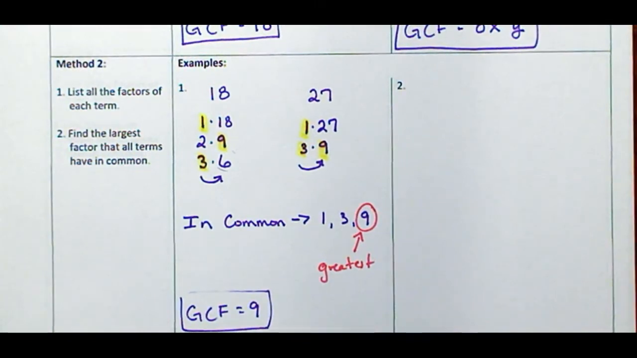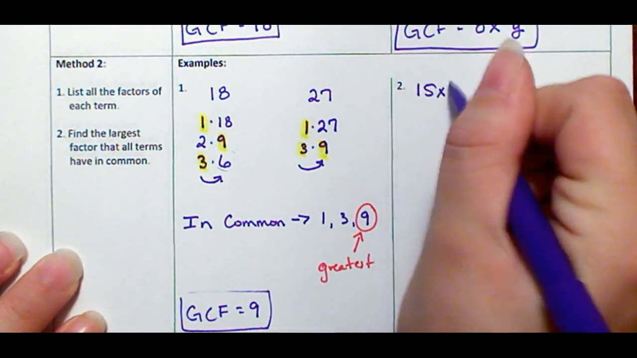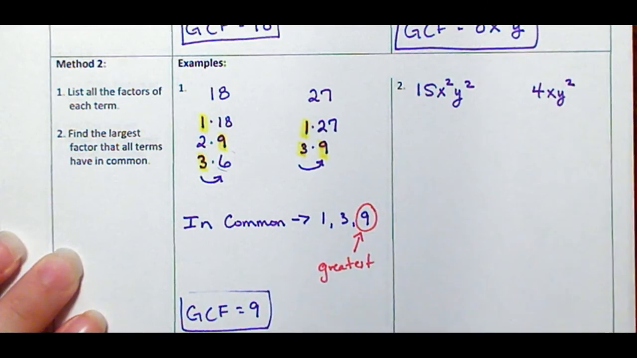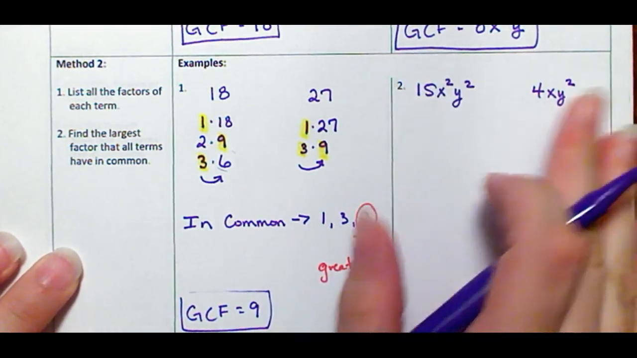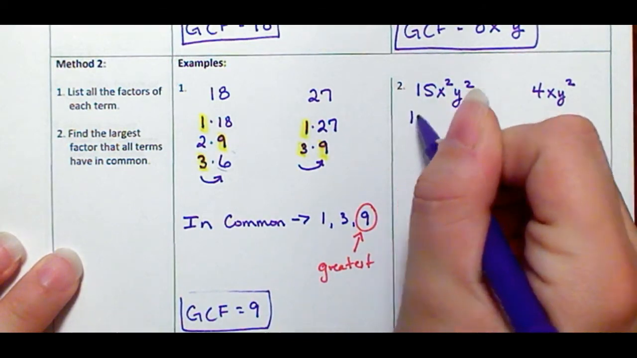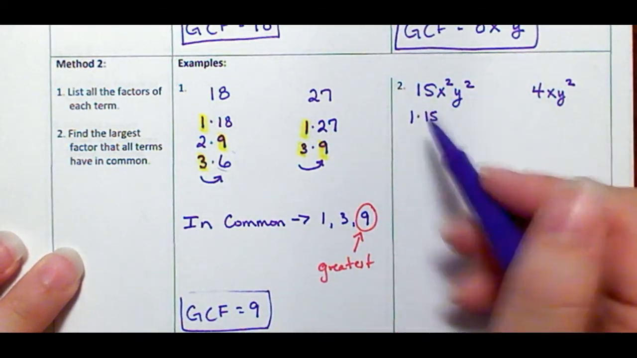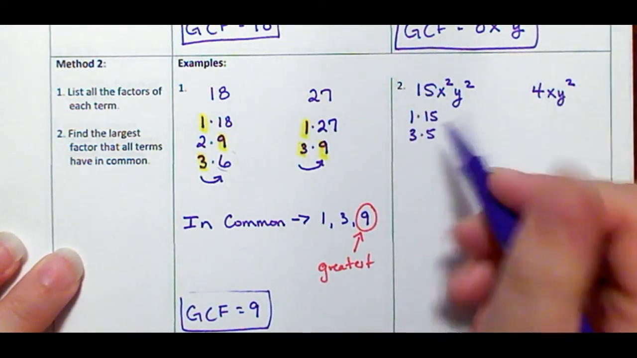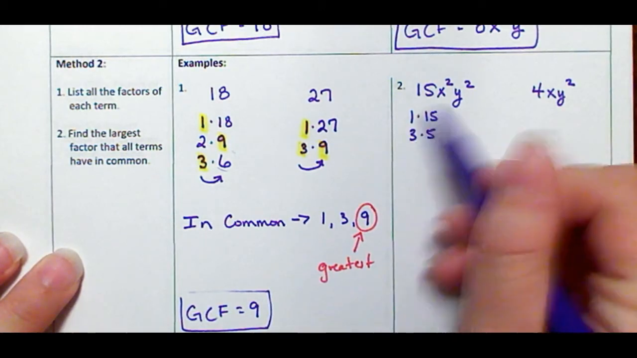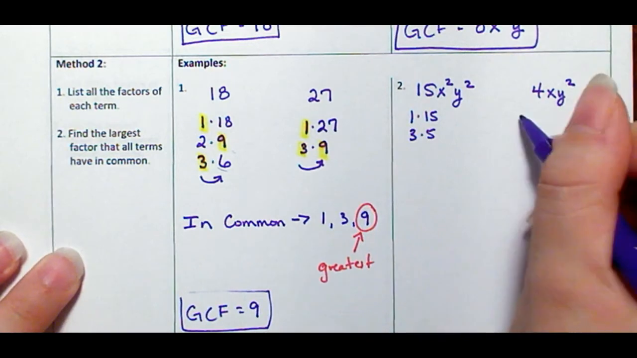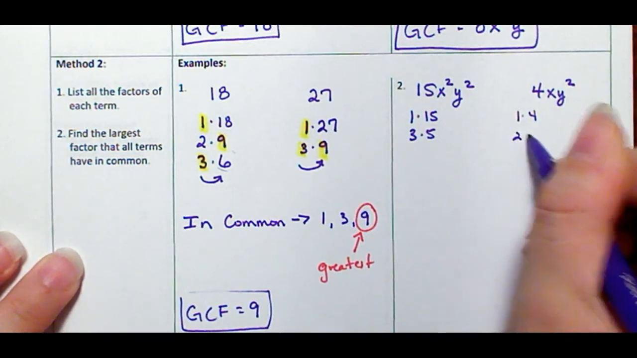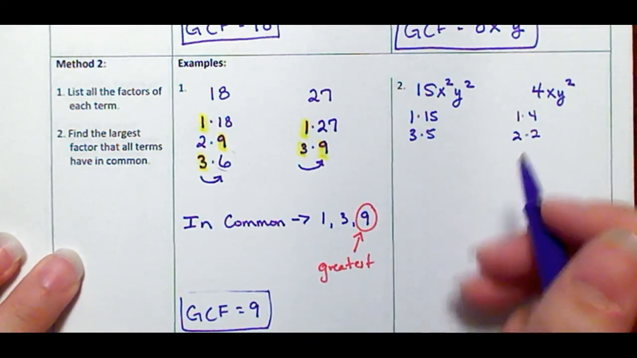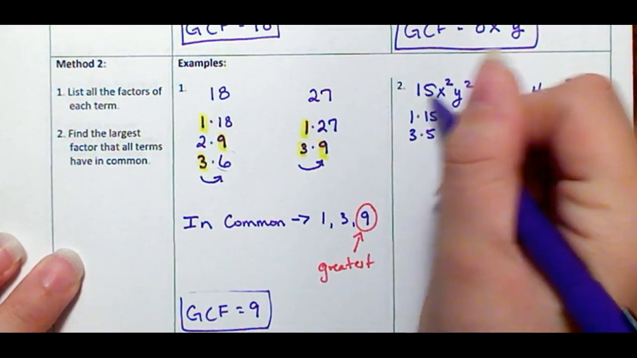Okay, now let's look at another one with our variables. 15x squared y squared and 4xy squared. We're going to start with 15, and kind of ignore the variables for right now. So 15: start with 1. 1 times 15. 2 doesn't go into 15, it's not even. 3 times 5. 4 doesn't go into 15. And notice we got this turnaround, we're back at 5. So that's all the factors of 15. Now 4 would be 1 times 4, 2 times 2. And again, notice this turnaround. We're done.